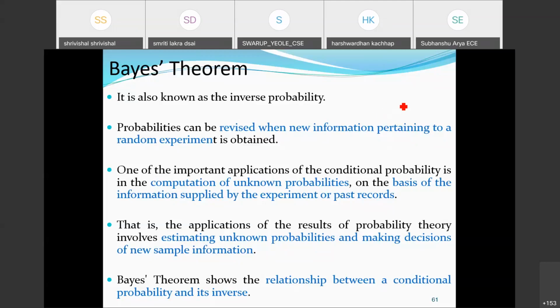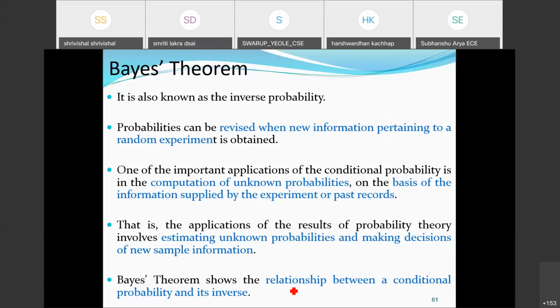So one important application of conditional probabilities is the computation of unknown probabilities on the basis of information supplied by the experiments or past. We are interested to find the probability of A corresponding to the given B. So one event has already happened. Based on that information of event B, we are trying to find out the probability of event A. These are mathematical terms we have already observed. The application of the result of probability theory involves estimating unknown probabilities and making decisions on new sample information. This will be more clear to you once we solve the problem.